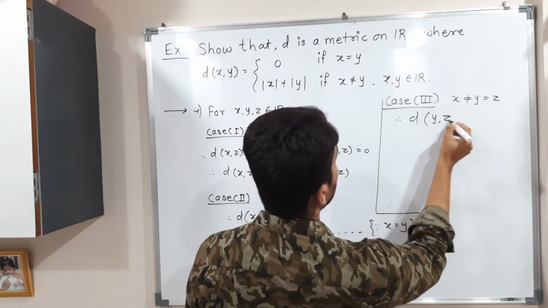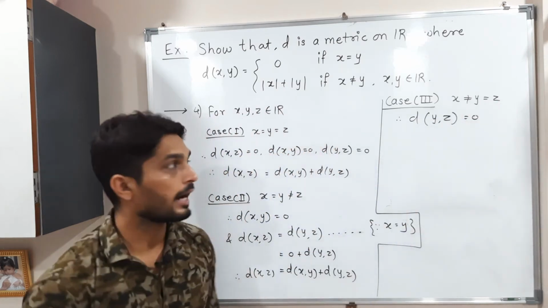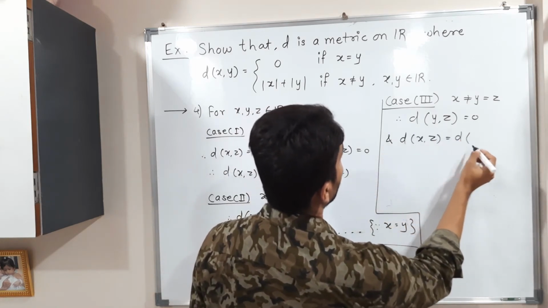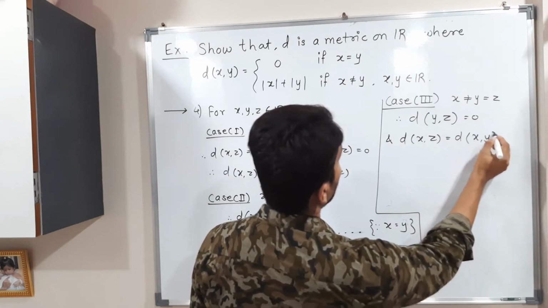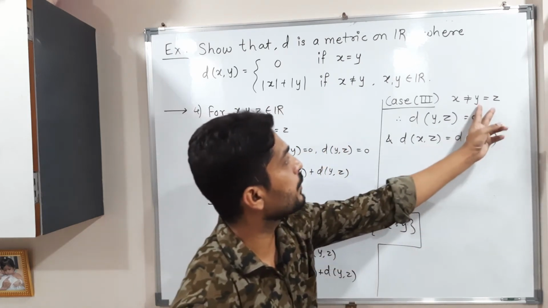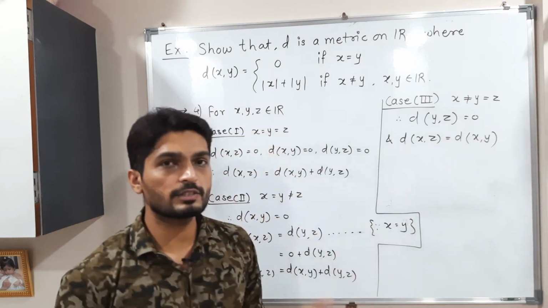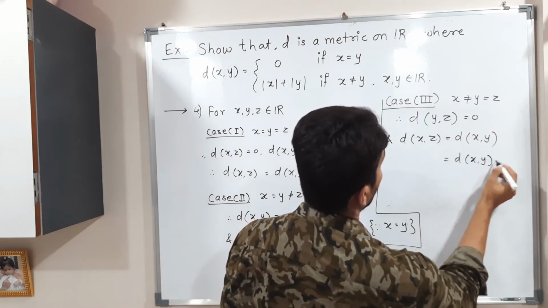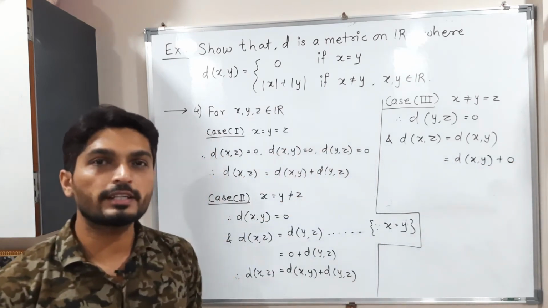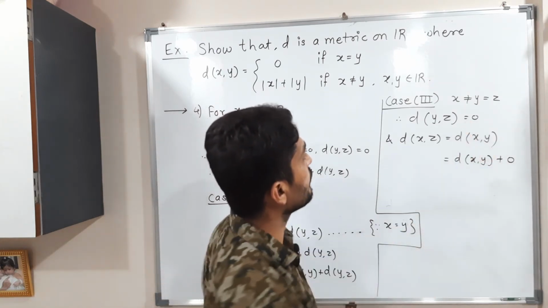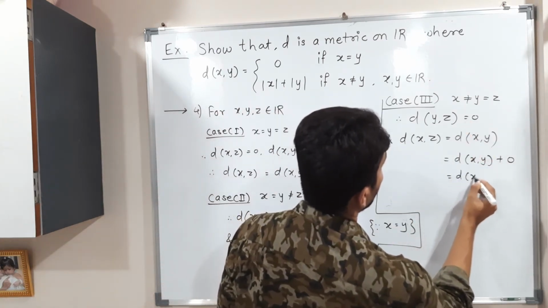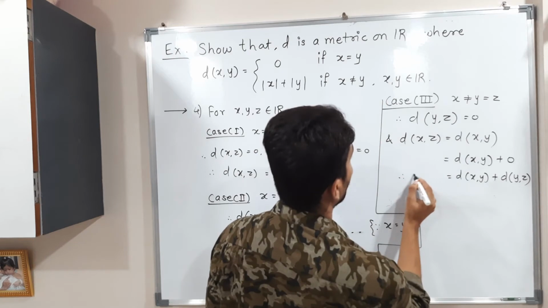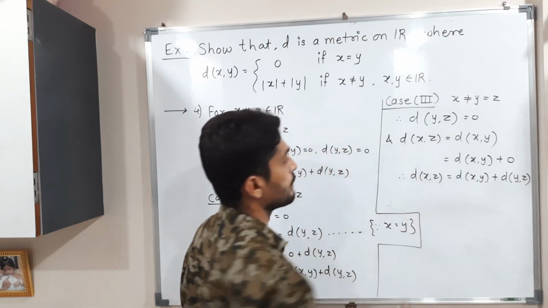d of yz is equal to 0, since both of them are same, and d of xz is equal to d of xy. Agree with me? Since z is same as y, d of xz is same as d of xy, right? So this is equal to d of xy plus 0. I am adding 0 simply. If you add 0, you will have the same term. But 0 is the value of d of yz. So therefore, d of xy plus 0 is nothing but d of yz. So therefore, what we get, d of xz is equal to d of xy plus d of yz.